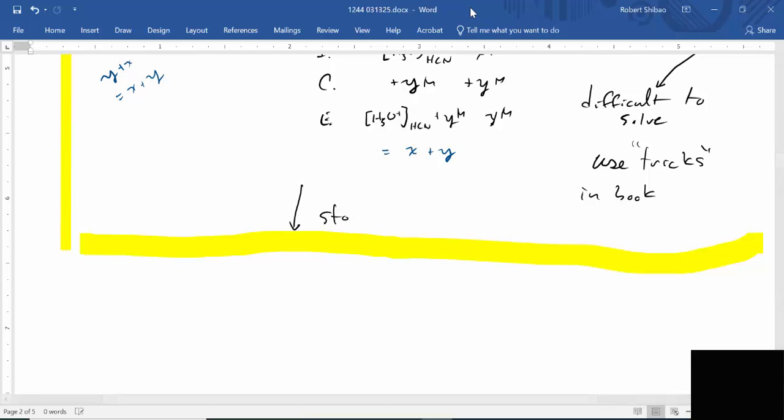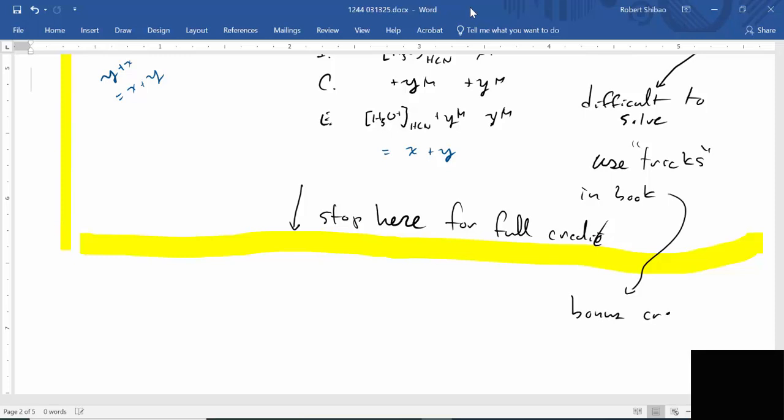You could stop here for full credit. That is, you have to recognize it's simultaneous. Or you can continue for bonus credit. If I were to put something like this on the test, you just have to recognize that you're in a death loop. That's all. And how do you get out of the death loop? You get out of the death loop by solving it simultaneously.